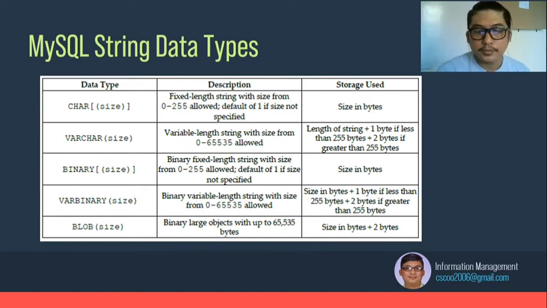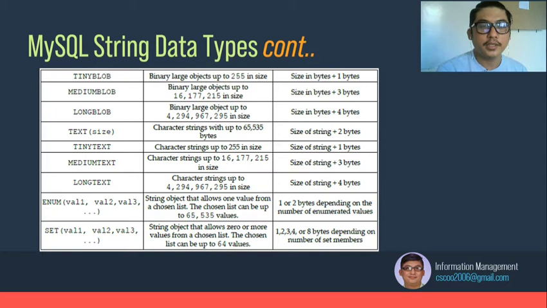Blob. Sometimes we use this blob to store large objects, sometimes to store pictures, etc. We have tiny blob, medium, and long blob. As you can see, the different data types have different sizes. So depending on your needs, you need to properly select the type depending on how much storage you need in that particular column.